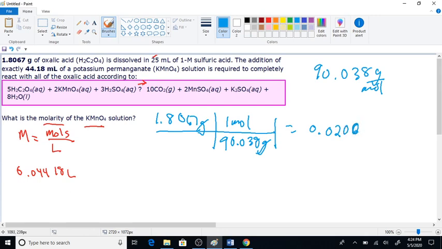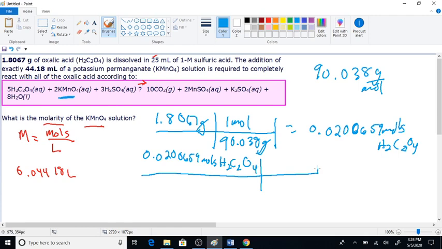We get 0.020659 moles of oxalic acid, which is H2C2O4. Well, now we need to take that and do our stoichiometric ratio, because we want this stuff, right? So 0.020659 moles of H2C2O4. And the stoichiometric ratio is want over have. We're switching the compounds. We want this, so we use the balanced ratios: 2 want over have 5. So 2/5 is our ratio.